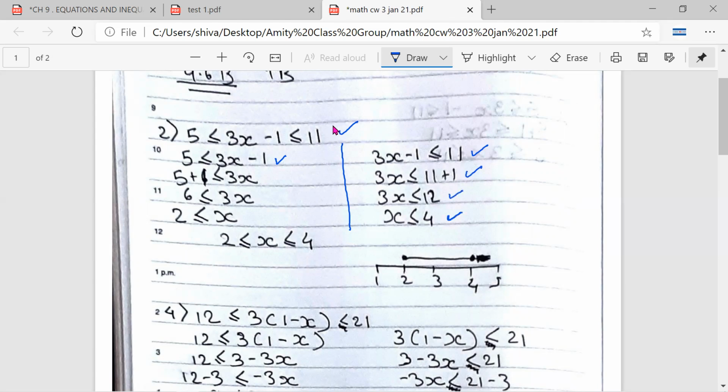So x is less than or equal to 4. Correct. Now the information you have is that x is greater than or equal to 2, and x is less than or equal to 4. Great.